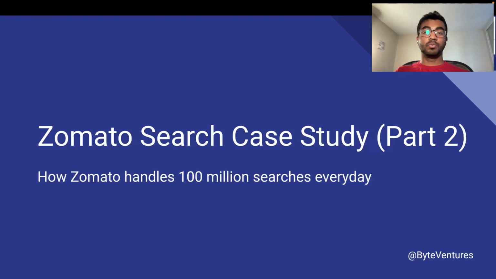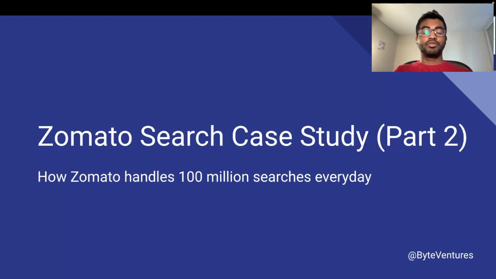So, in today's video, we'll discuss the Zomato search case study part 2, where we discuss how Zomato handles 100 million searches every single day. For those who are new and haven't watched part 1, I would highly recommend watching it. It'll give you a lot of context on what exactly the problem was and how we discussed one part of the solution. I'll link the video in the description for you guys.